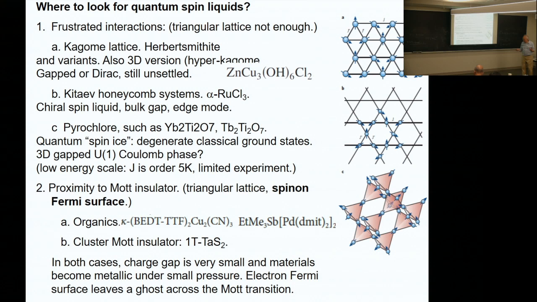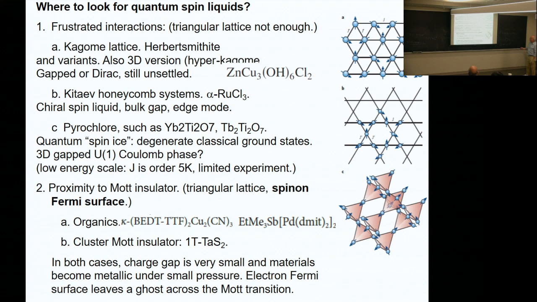The problem with this system is that the energy scale is very low. Everything is controlled by the exchange energy. In the pyrochlore, the exchange energy is about 5 degrees. In the systems that I'm considering, they are hundreds of degrees, or even 1,000 degrees. So it's very hard to do experiments, because you really have to go to temperatures several orders of magnitude lower than J to see this emergent behavior. So that's the problem. Right, so this is the first route.